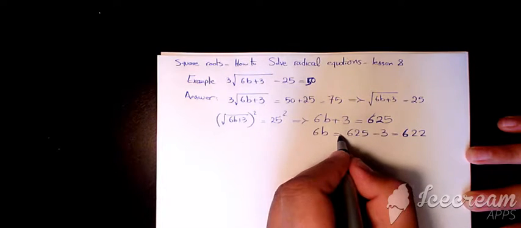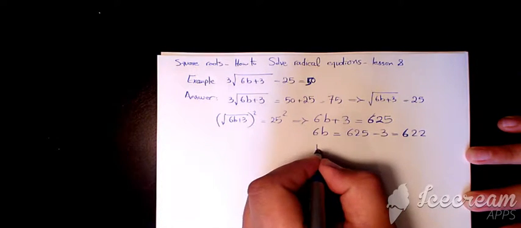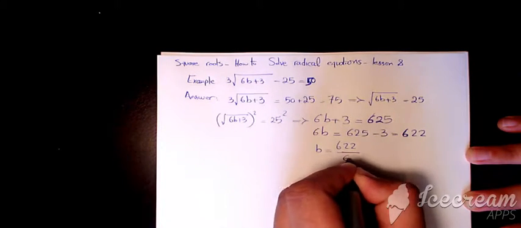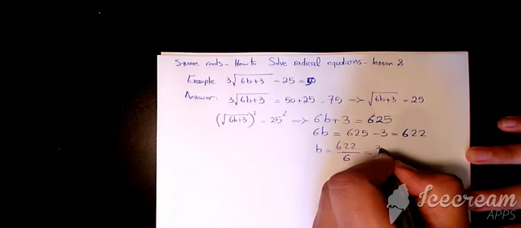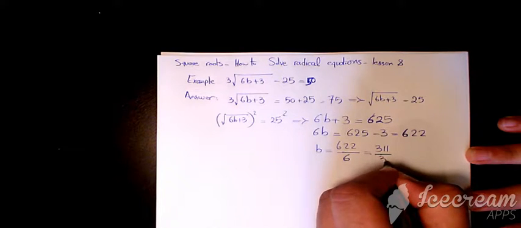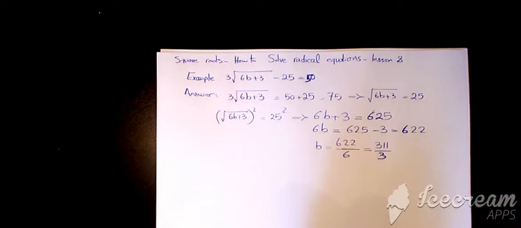And then we can divide both sides by 6. It's going to be 622 divided by 6, which will be 311 divided by 3. If you reduce it, we cannot reduce it further.